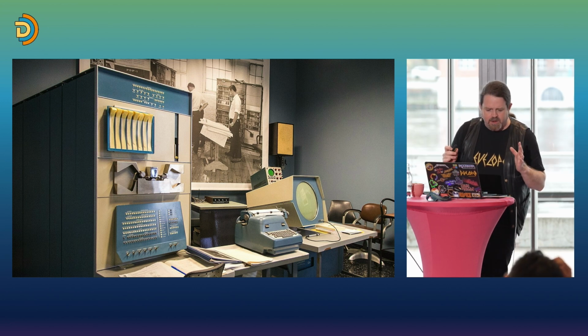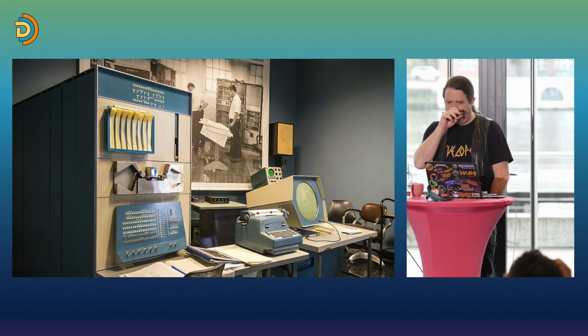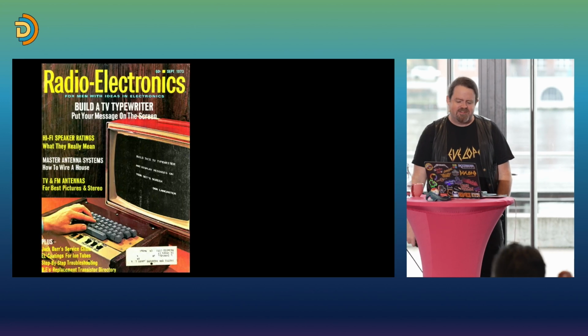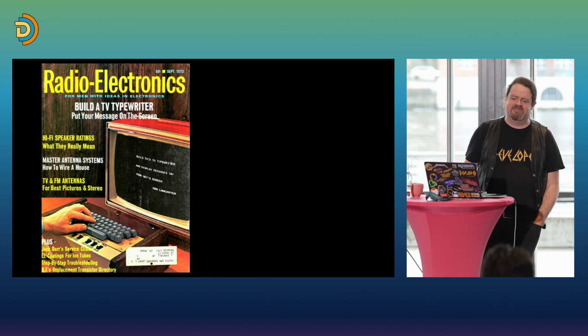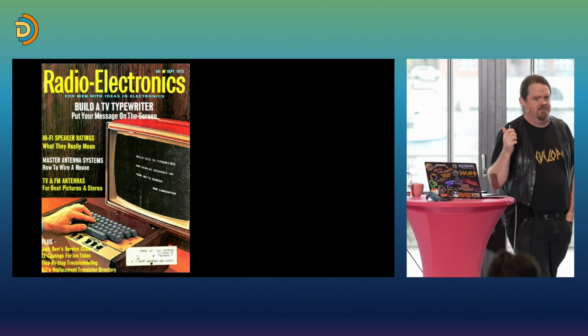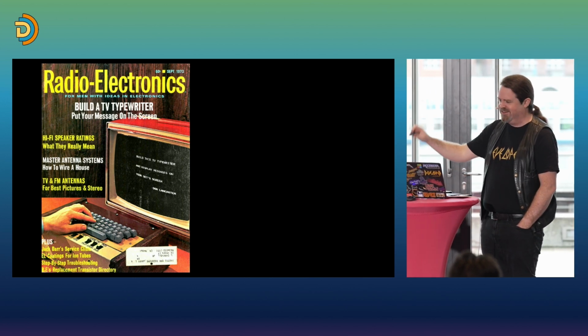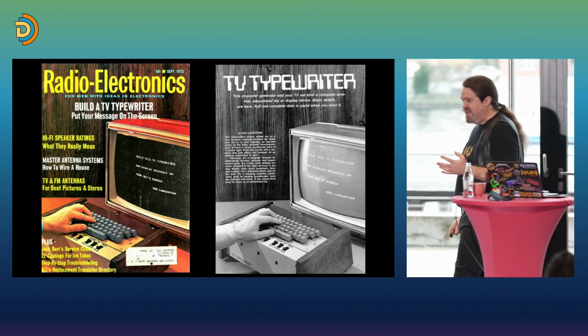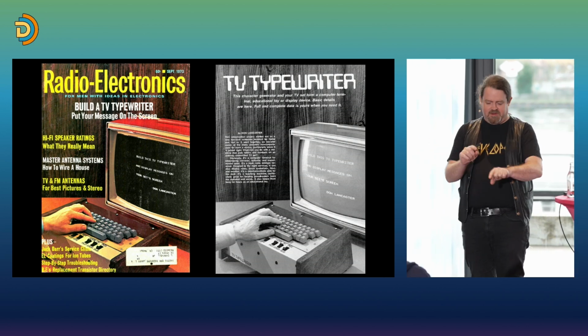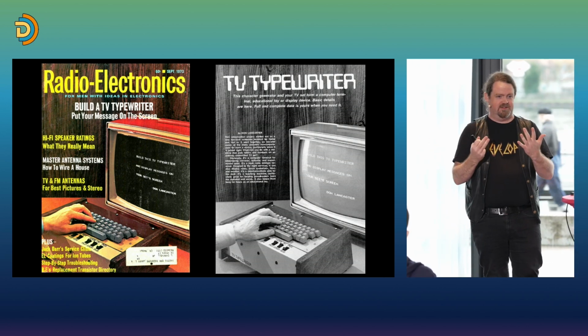Now, we can't really tell the story here without touching on this bizarre little anachronism from 19... So this is Radio Electronics magazine. And if you look closely, for men with ideas in electronics, because the 1970s kind of sucked in a lot of ways. But this magazine had the designs for something called a television typewriter, which was a machine you could build that you could push keys and they'd come up on your TV screen.